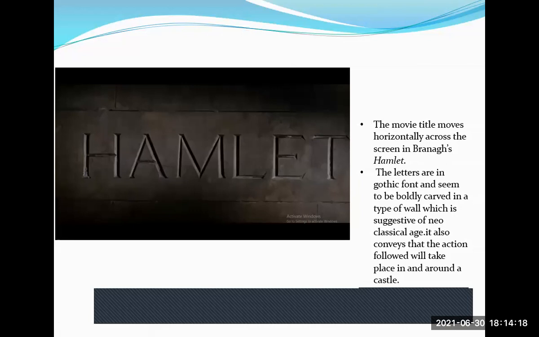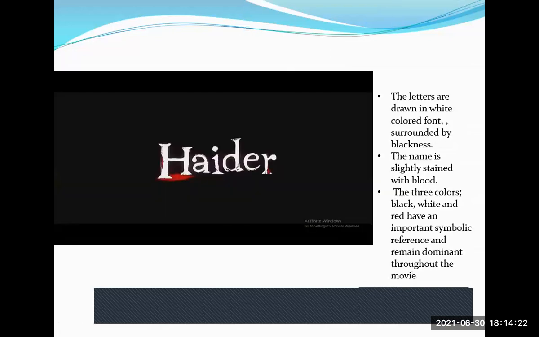Whereas, comparing Kenneth Branagh's opening of the title to Vishal Bhardwaj's opening of the title, in this one the letters are drawn in white font, surrounded by blackness. The name is slightly stained with blood. The three colors, black, white, and red, have an important symbolic reference and remain dominant throughout the movie. So this also tells you what is the take of the director on the movie.